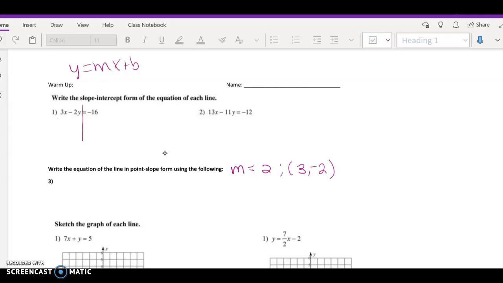So we draw our line and we subtract 3x from both sides. Those cancel on the left, leaving us negative 2y equals negative 3x minus 16. And then we need y by itself, so we are going to divide both sides by negative 2. When we divide by negative 2, we divide all terms by negative 2. That leaves us y equals, these negatives cancel, so we have 3/2 x. And then these negatives cancel, so now we have plus 16 divided by 2 is 8.